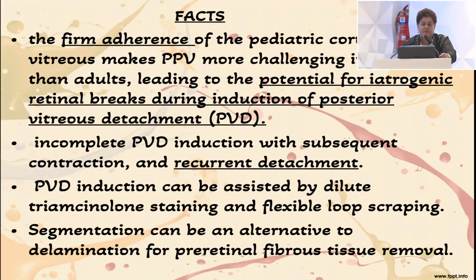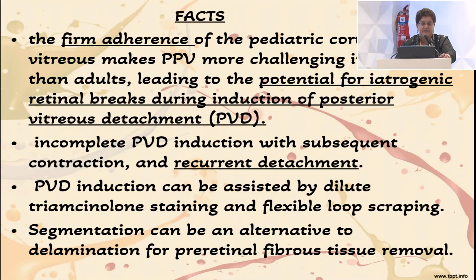But the firm adherence of the pediatric cortical vitreous makes the pars plana vitrectomy more challenging in these children, and there's a potential for iatrogenic breaks during the induction of the PVD. And if there is an incomplete PVD removal, then you can land up with a recurrent detachment and multiple surgeries thereafter. This PVD induction can be assisted by triamcinolone staining and a flexible loop scraping. Segmentation can be an alternative to delamination for preretinal fibrosis tissue removal.